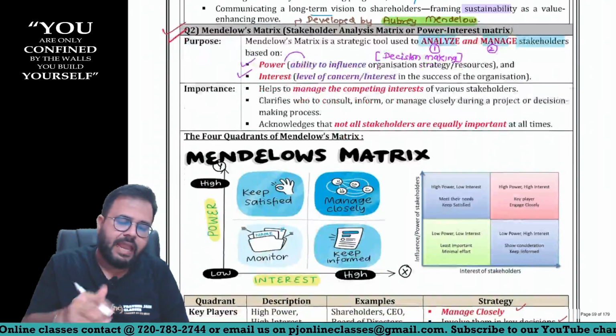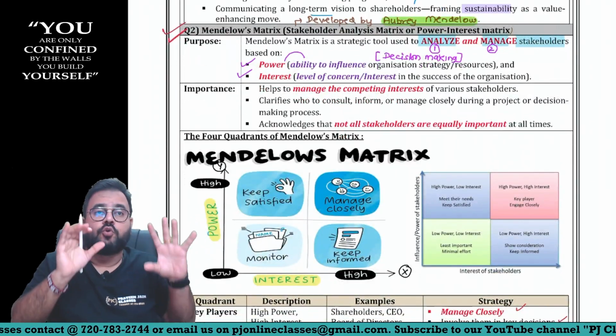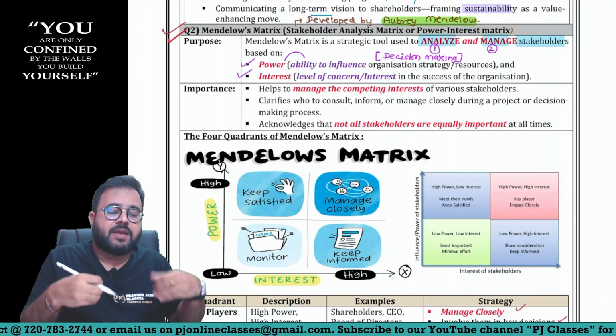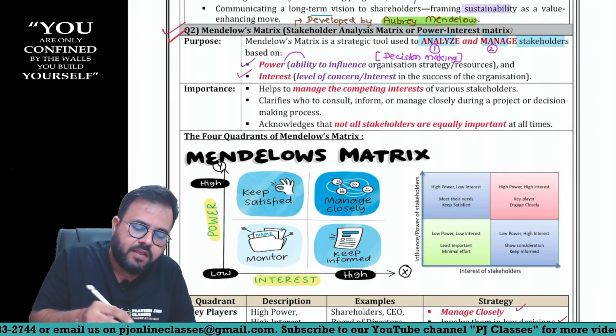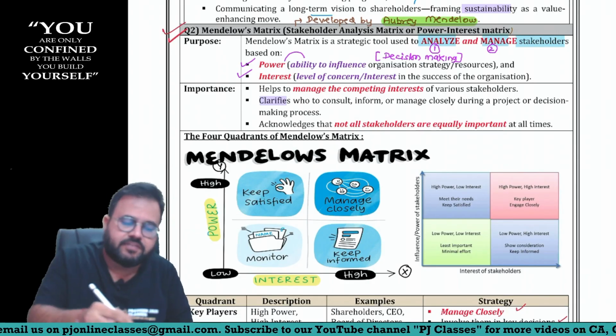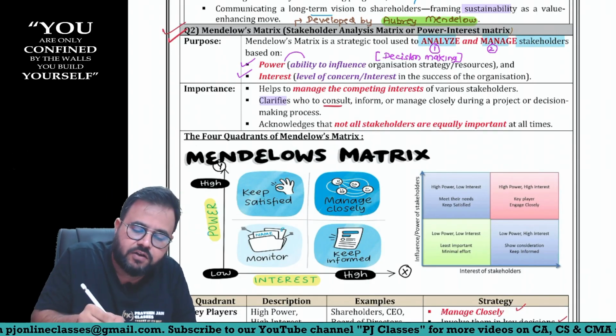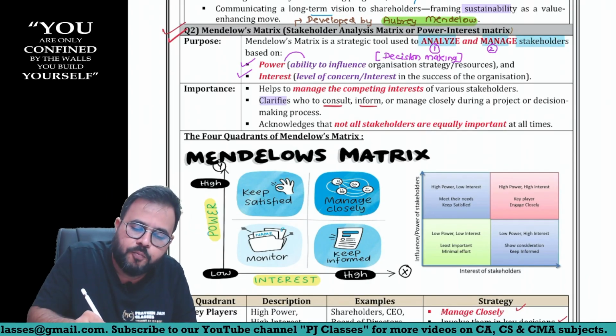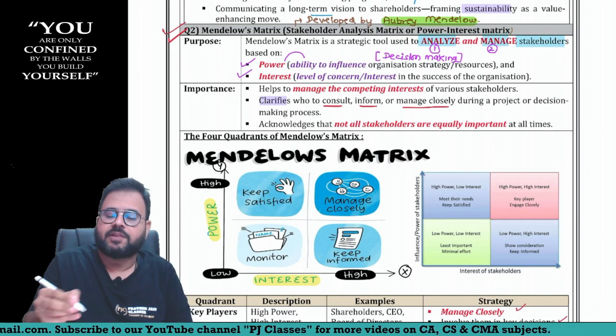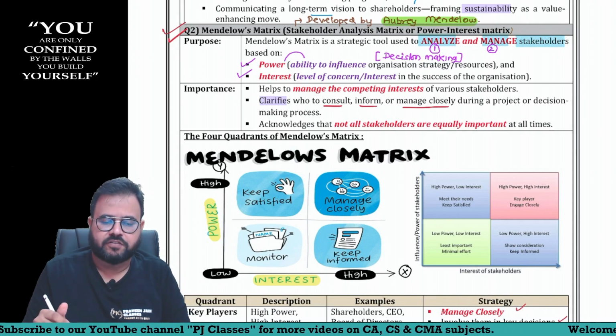Okay, next, importance. Now tell me, sir, you know the entire answer now. What is the importance of Mendelow's matrix? So now you will get one clarification: whom to consult, whom to inform, and whom to manage closely during the project or decision making process.